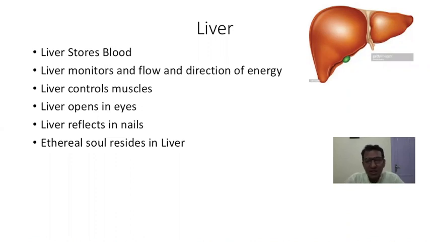So this week we will try to learn about the liver. As per TCM, what does it do? There are some overlaps between what Western medicine says and what TCM says. There are similarities and also differences.